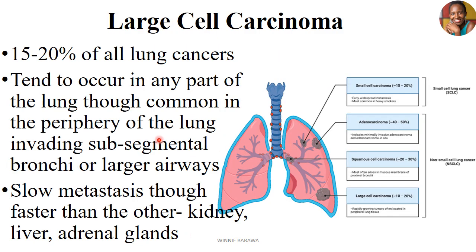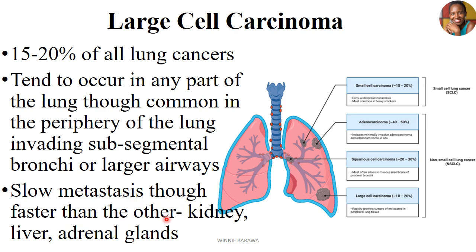And the last class of non-small cell lung cancer is the large cell carcinoma. So this accounts for about 15 to 20% of all the lung cancers, and they tend to occur in any part of the lungs. However, they occur commonly in the peripheries of the lungs, invading the subsegmental bronchi, but also sometimes the larger airways. However, just remember they can happen anywhere in the lung. They have slow metastasis also, but they occur faster than the other.